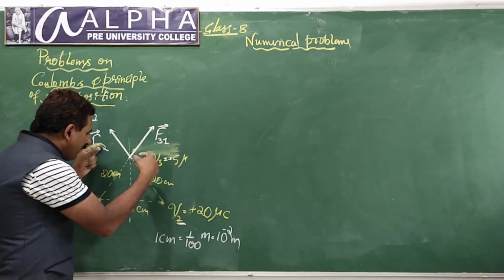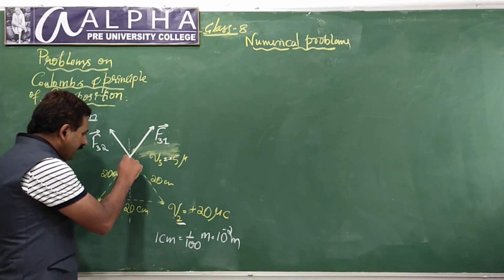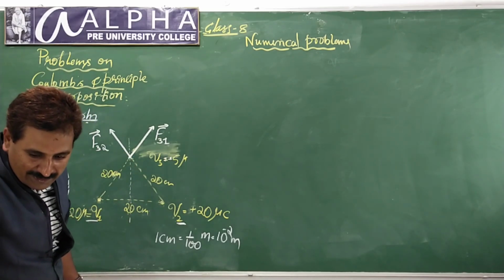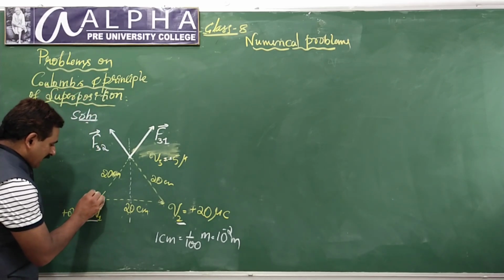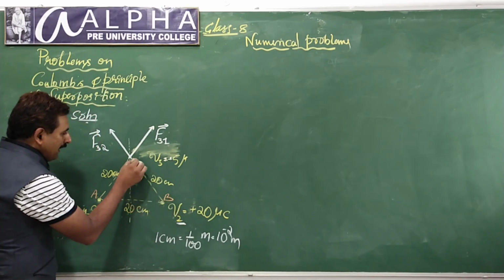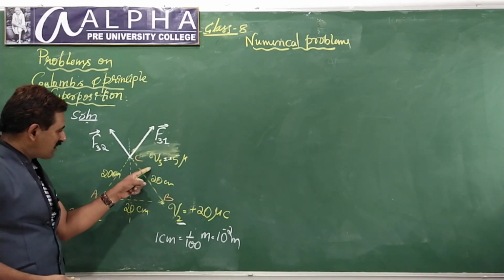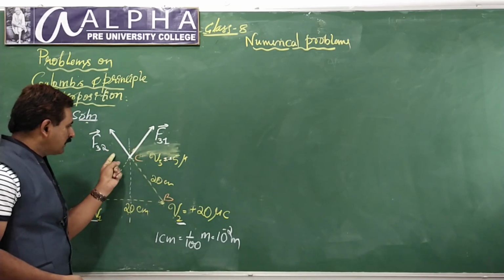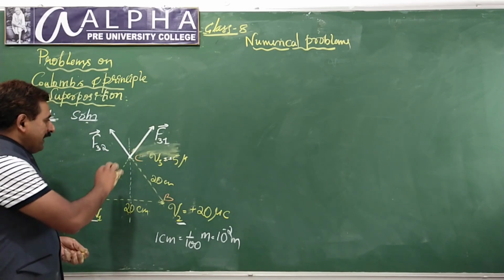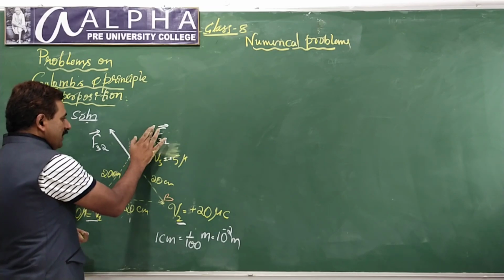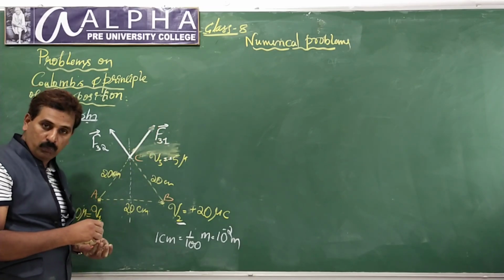This is superposition. Forces overlapping on each other at this point. Instead of saying this again and again, I name this as A, this B and this C. At point C, which is the position of charge Q3, two forces overlapping on each other. Under the action of these two forces, which way will the charge Q3 move?